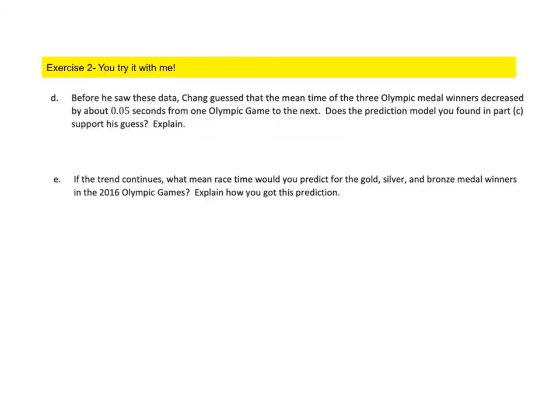For this slide, we are going to answer some questions based on our line. We're not going to do part D, we're just going to do part E. It said, if this trend continues, what is the mean race time you would predict for the gold, silver, and bronze medal winners in the 2016 Olympic Games? Explain how you got this prediction. So the first thing I want to do is rewrite the equation we came up with in the last slide, which was y equals negative 0.0125x plus 35.